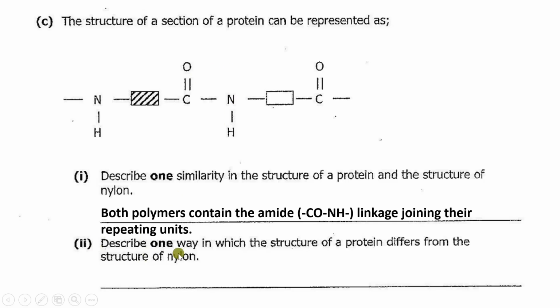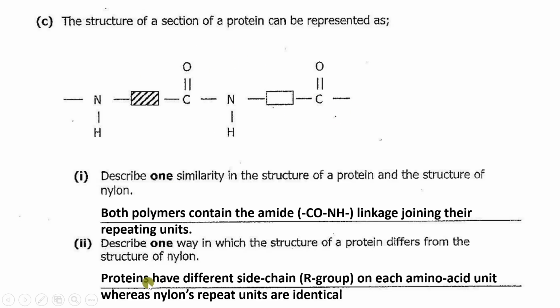Then B, describe one way in which the structure of a protein differs from the structure of nylon. Okay, so how can this one differ from the structure of nylon? We're saying proteins have different side chains or R groups on each amino acid unit, whereas nylon's repeat units are identical. So in other words, in monomers for proteins, their side chains are different, while in monomers for nylon, the side chains are identical, the same.